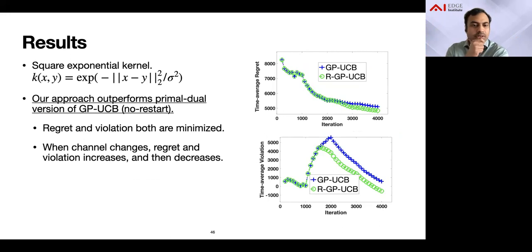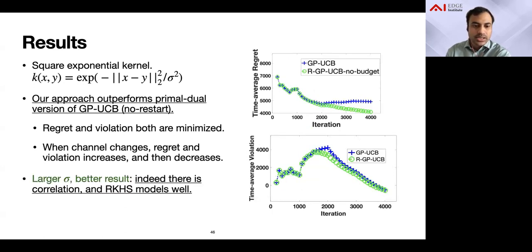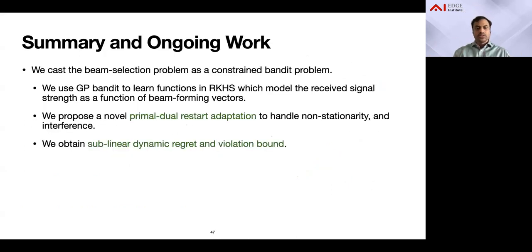If you remember, the first idea was utilizing some kind of correlation across the beam directions. This is the result if you increase your sigma. That means if you have higher correlation, the regret decreases more, even though the violation performance is about the same. But if you increase it too much, the performance degrades again. So there is some kind of sweet spot: there is some correlation, but not too much correlation, that you can explore.